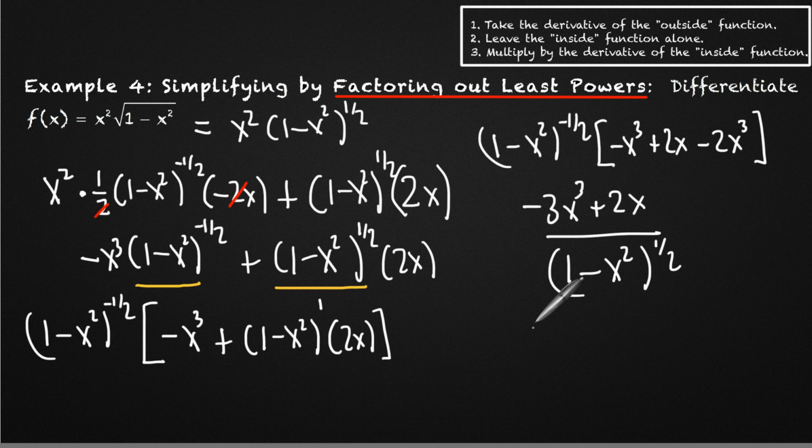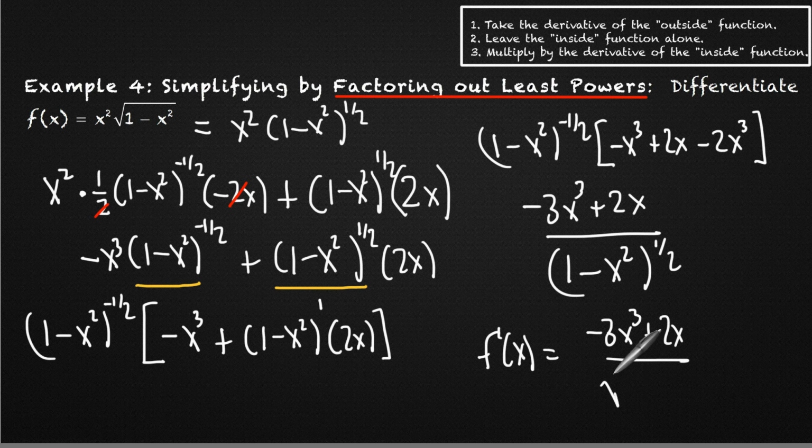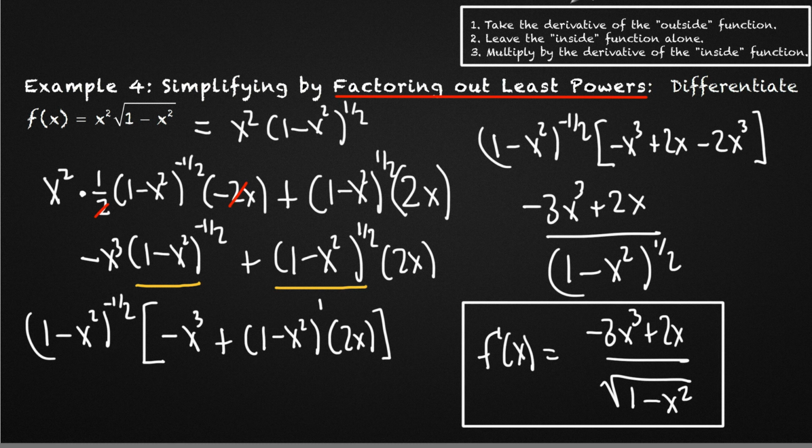That's it. If we wanted to get a little bit fancier, we could put the radical sign back in, so it'd be negative 3x cubed plus 2x over the square root of 1 minus x squared. So you want to get comfortable with this factoring out the least power. It makes your simplifying a whole lot easier.